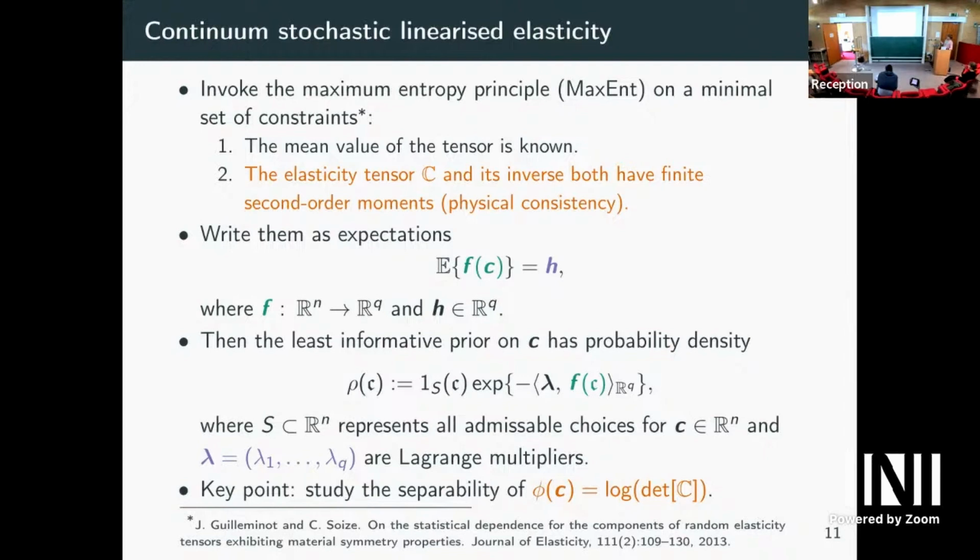And one way of encoding all of these is to write these constraints as expectations, where the function f encodes these constraints. In particular, you can then use general results to tell you that the least informative prior density on the resulting parameters C, which define the elasticity tensor, has a joint probability density of this form, where these constraints f are encoded in the exponential. And that's a general result.